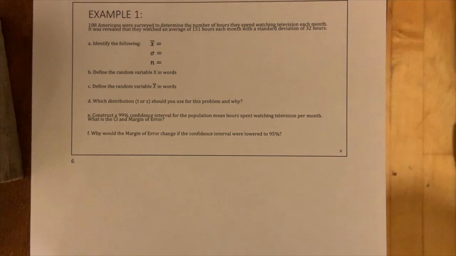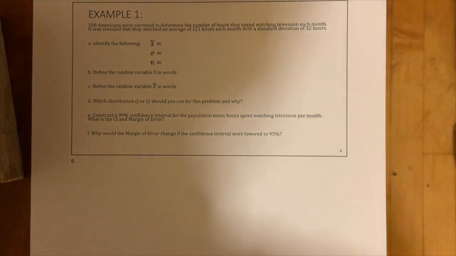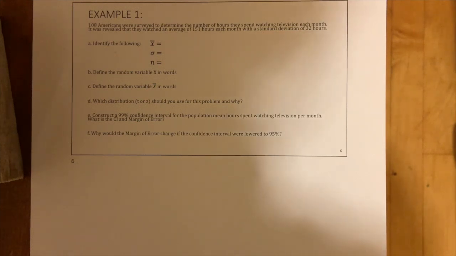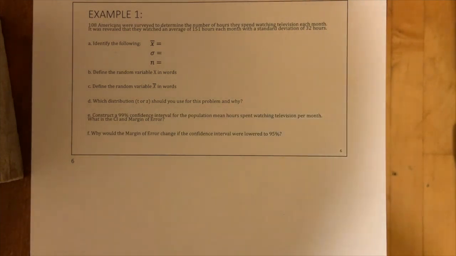So for this first problem, it says 108 Americans were surveyed to determine the number of hours they spend watching television each month. It was revealed that they watched an average of 151 hours each month with a standard deviation of 32 hours. Remember, this standard deviation of 32 hours is of that sampling.